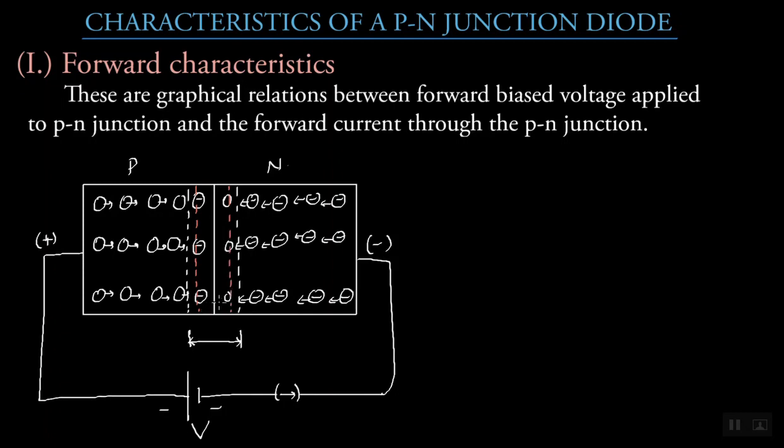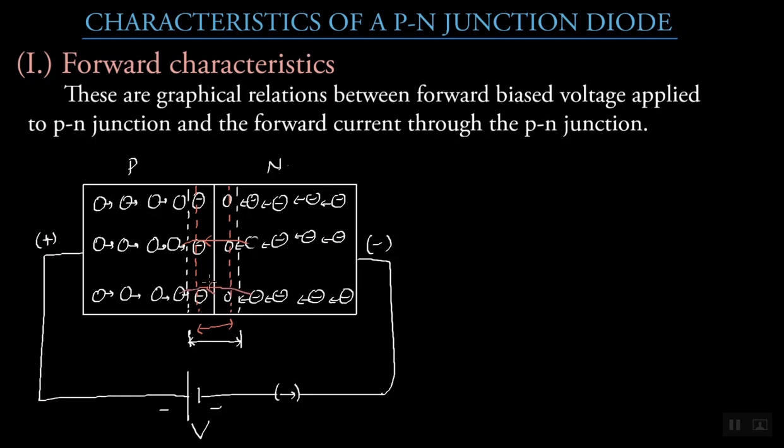Do you see? It becomes smaller like this. So now the width becomes this much. Some of the electrons from the N side cross over to the P side. And similarly, some of the holes from the P side will cross over to the N side. You see? So electrons will go like this.